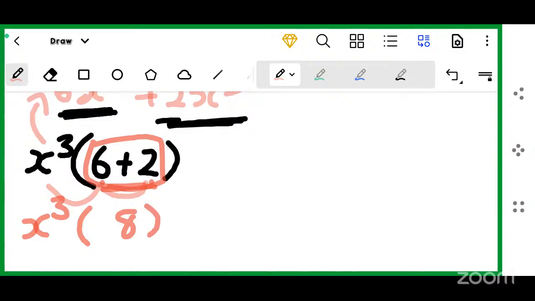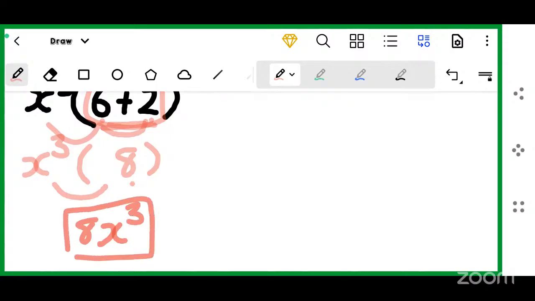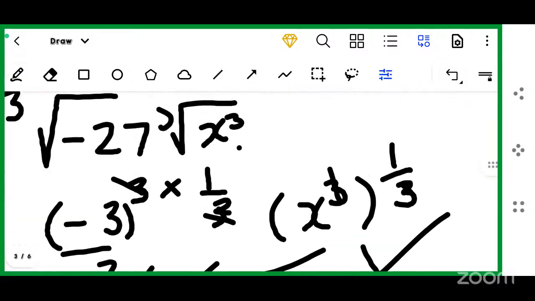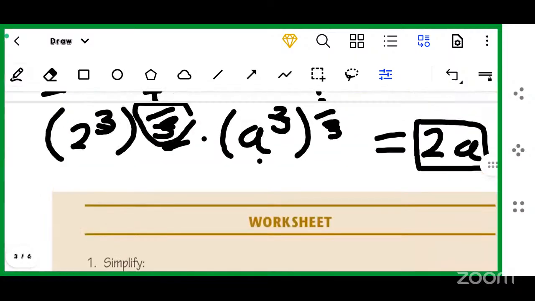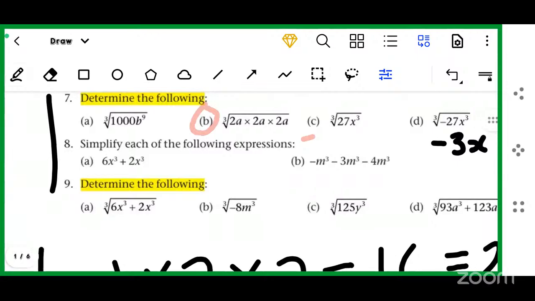So what you're gonna do now is open the bracket, so you can just simply say 3x to the power of 3 multiplied by 8, and your final answer is going to be 8x to the power of 3. So that's it. Are you confident with this one? Yes, ma'am. Okay, so can you both work out this one for me?